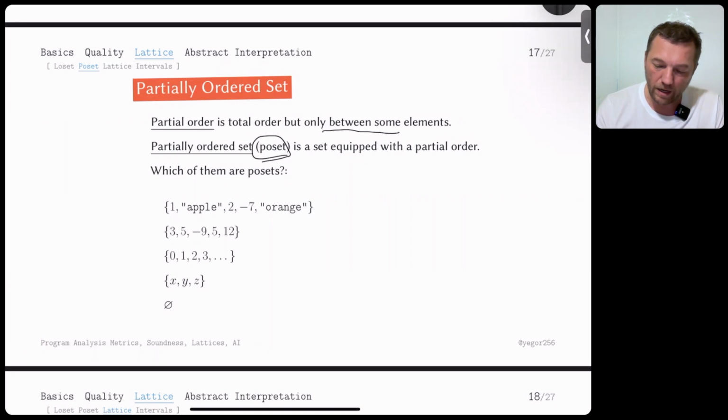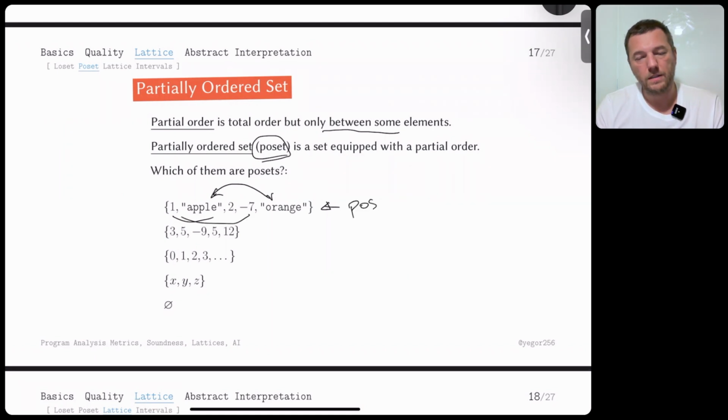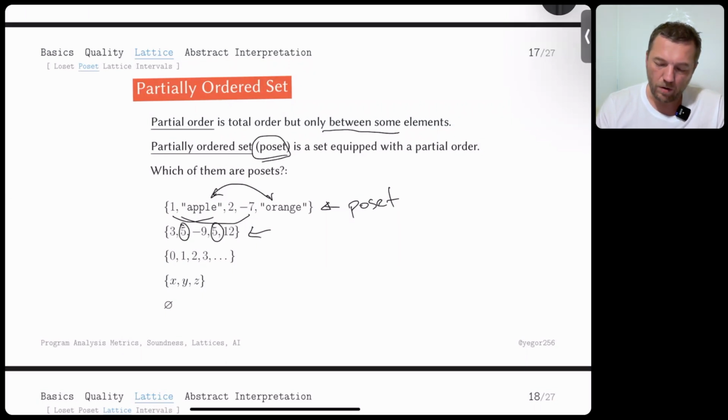So let's take a look at the example. This one, 1, apple. So apple and orange are comparable. 2, -7, and 1 are also comparable. So that's a perfect POSET for us. Some of them are comparable, some of them are not comparable. What about this one? Again, the same problem, 5 and 5, it's not a set. What about this one?